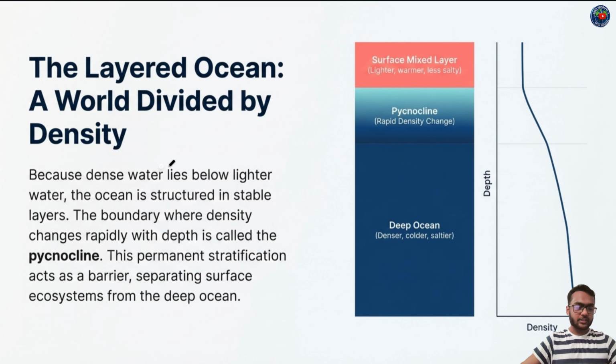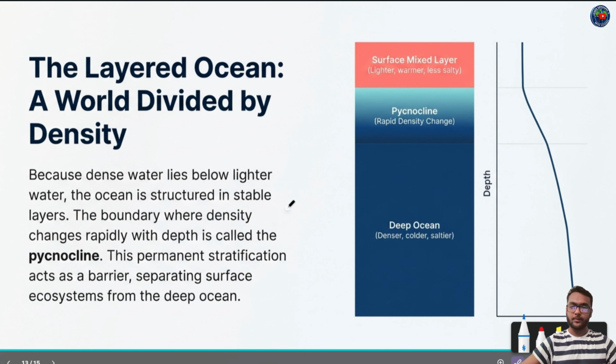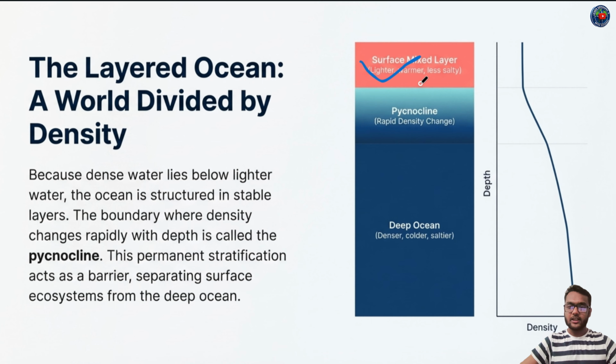Now, because dense water lies below lighter water, the ocean is structured in stable layers. The boundary where density changes rapidly with depth is called the pycnocline. This permanent stratification acts as a barrier separating surface ecosystems from the deep ocean. Okay, this is the surface mixed layer, lighter, warmer, less salty, and this is the deep ocean portion, denser, colder, and saltier, and this is the pycnocline, where density changes rapidly.